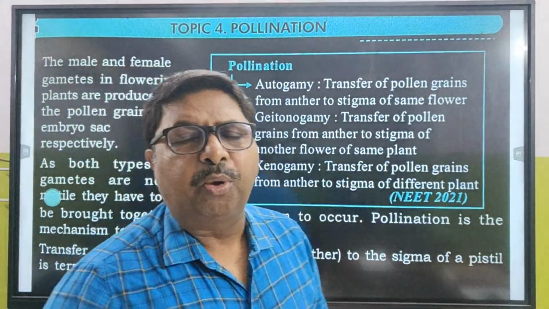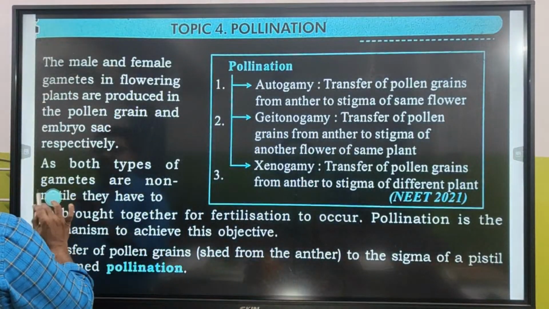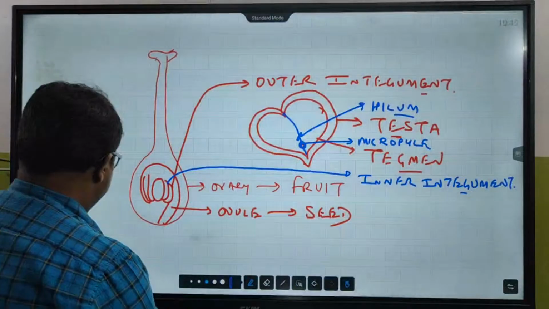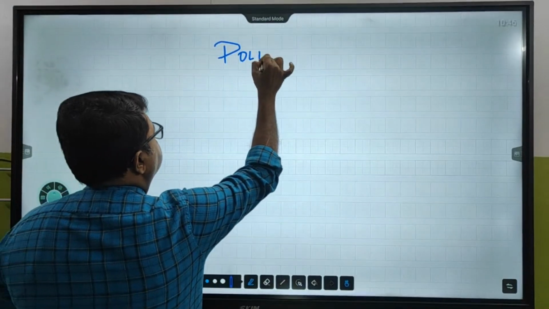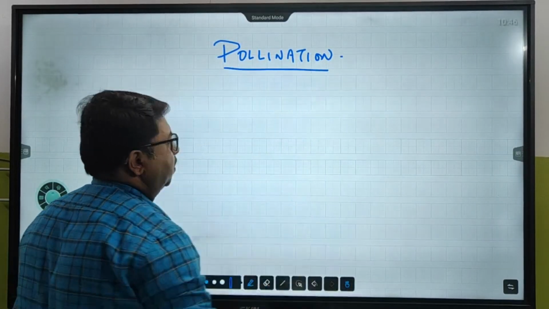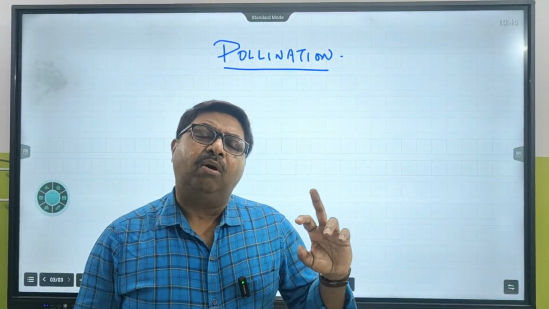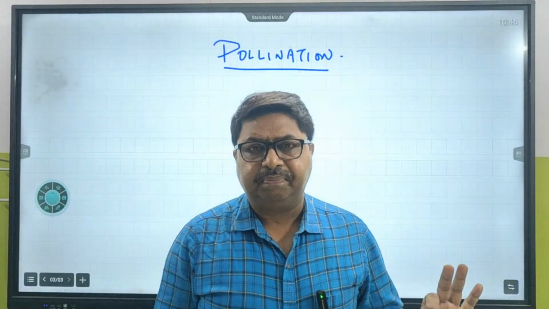Pollination. Before we get into pollination, let us describe something about pollination. We know pollination is not something you are studying for the first time. So get this idea first. What is pollination? It is a process of transfer of pollen grain from the anther to the stigma of the same or different flower of the same or different plant of the same species.